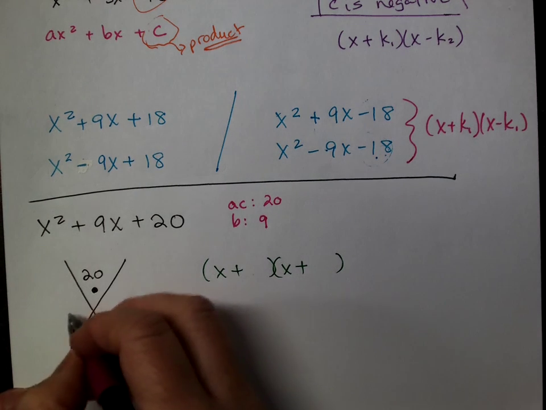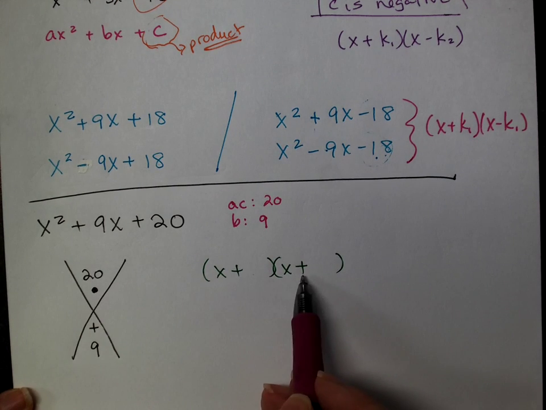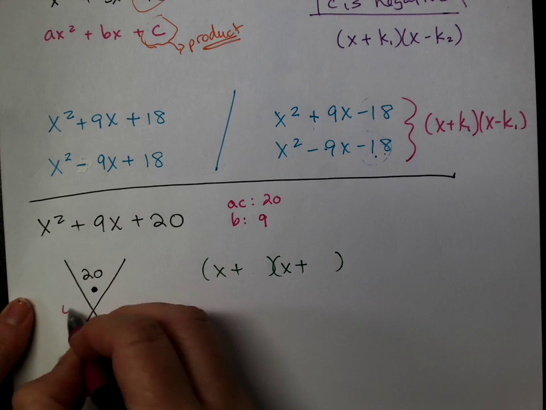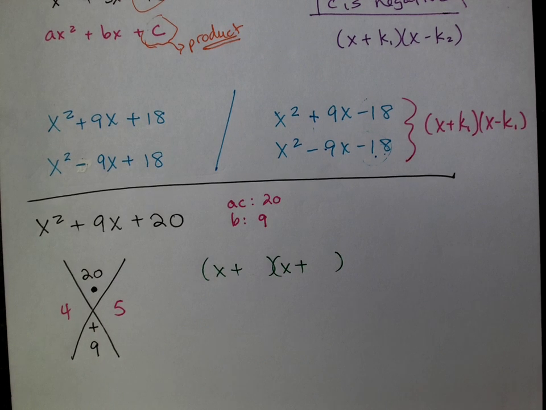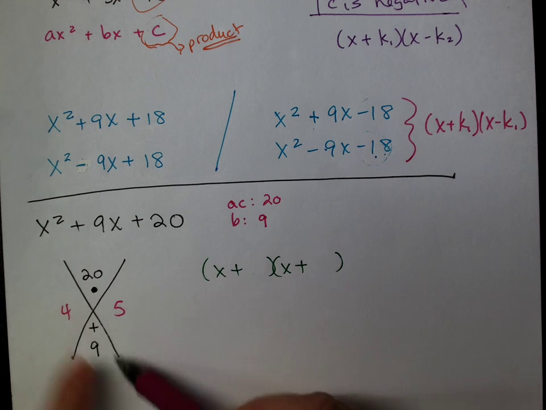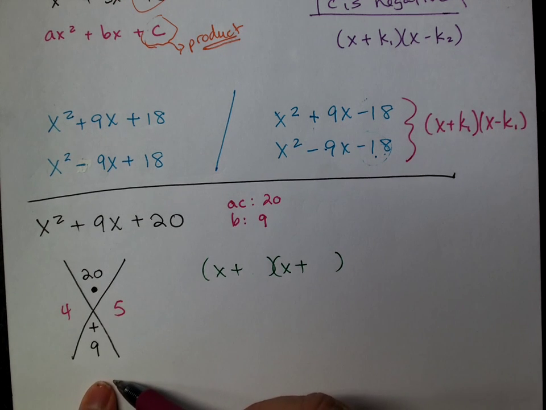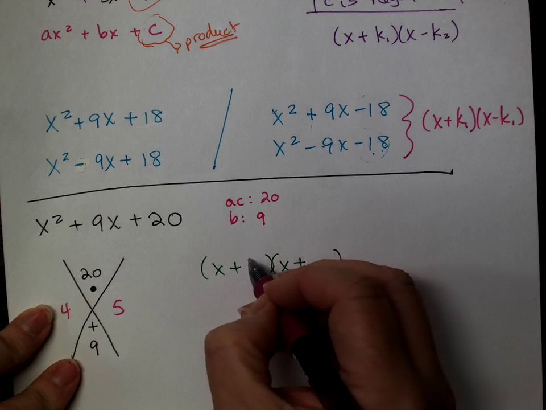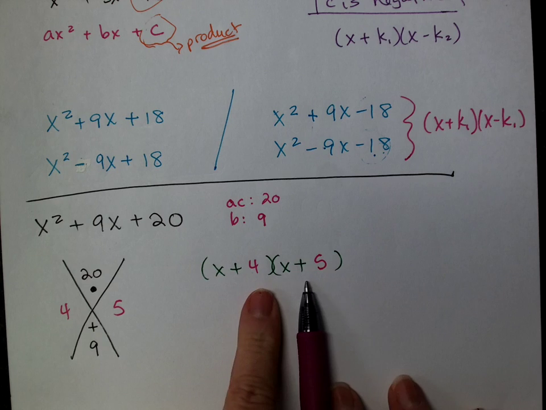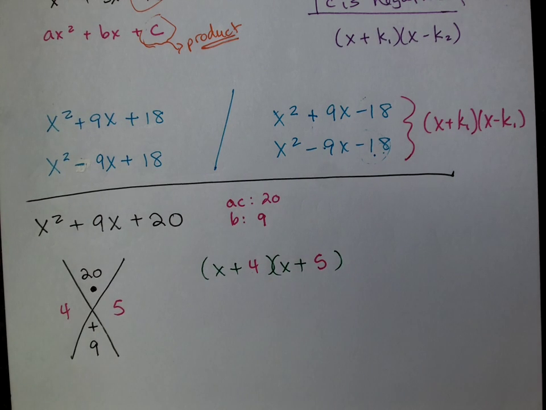5 and 4, yeah. Now, if I knew that I was going to have a mixed sign pattern or 2 negatives, I'd go ahead and put a negative in one of them or a negative in both, and then find my magic pair of numbers. I know these are both positive, so I just know that's 4 and 5. And I do a check. 4 times 5 is 20. 4 plus 5 is 9. And so that's my answer: x plus 4 and x plus 5. And I can FOIL to check. I get back here.